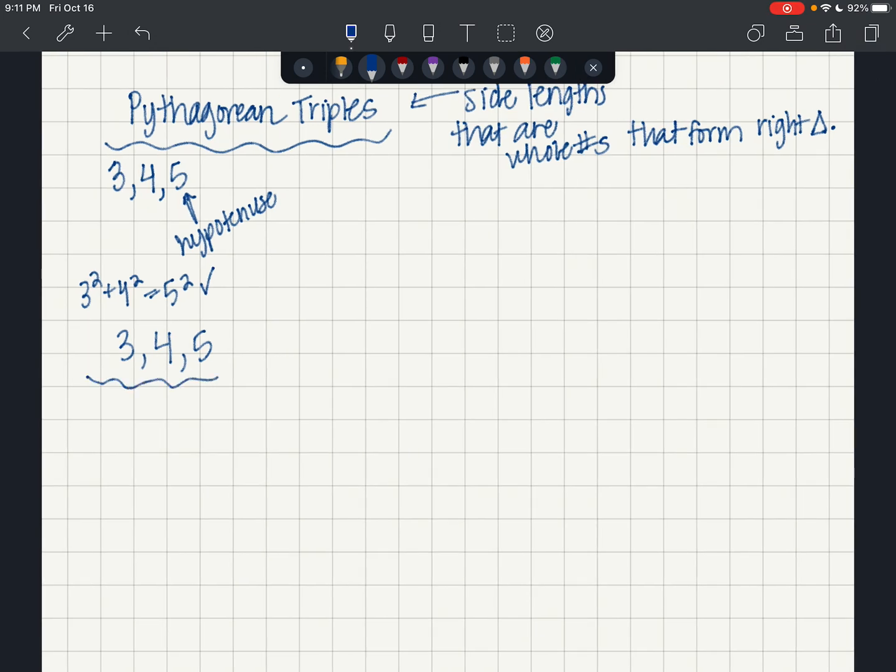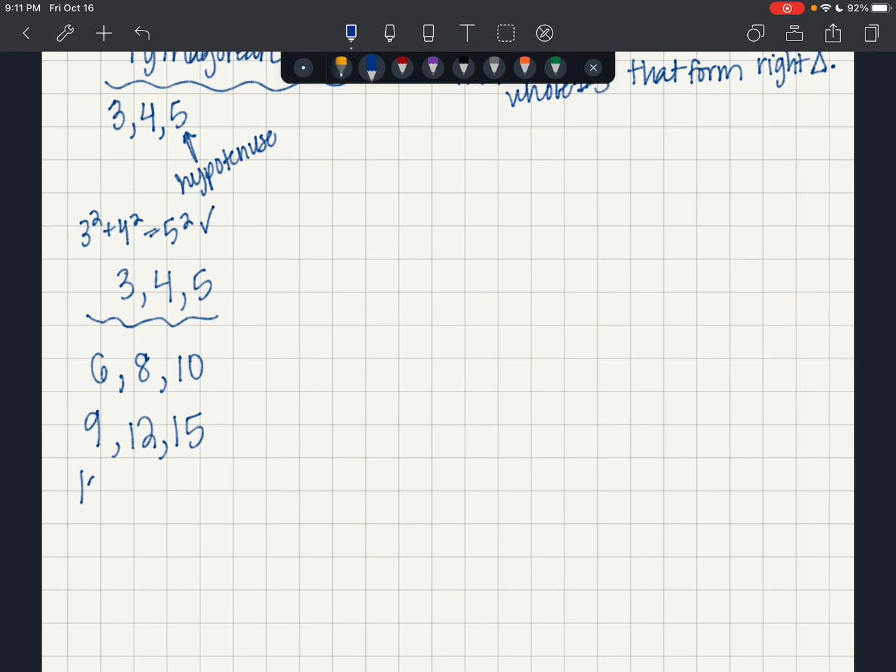And then from those, instructors and teachers like to multiply each side by 2. 6, 8, 10 could be the side lengths of a triangle, where 10 is the hypotenuse. We could take 3 times 3, which is 9, 4 times 3, which is 12, 5 times 3, which is 15. Those would be sides of a right triangle. We can multiply by 4 and get 12, 16, and 20. These all stem from the 3, 4, 5 triangle. I can take 3 times 10, 4 times 10, 5 times 10. Those are the sides of a right triangle.